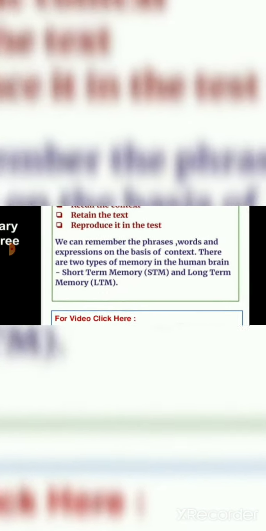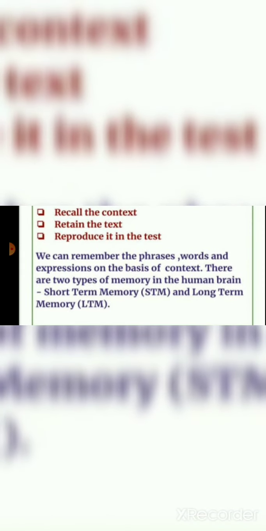Retain vocabulary using 3 steps. How to retain the vocabulary which I have given you in 63 slides. Recall the context, retain the text, reproduce it in the text. We can remember the phrases, words and expressions on the basis of the context.